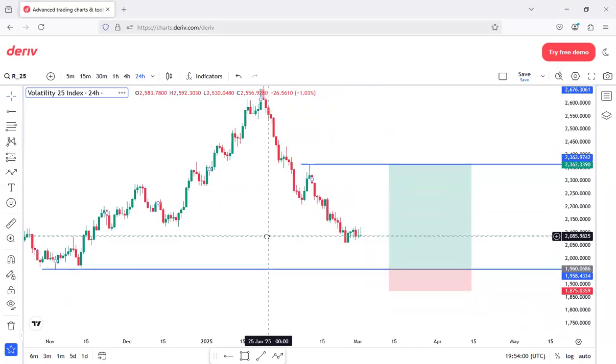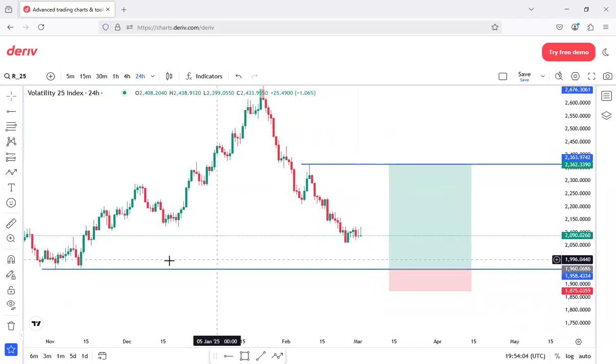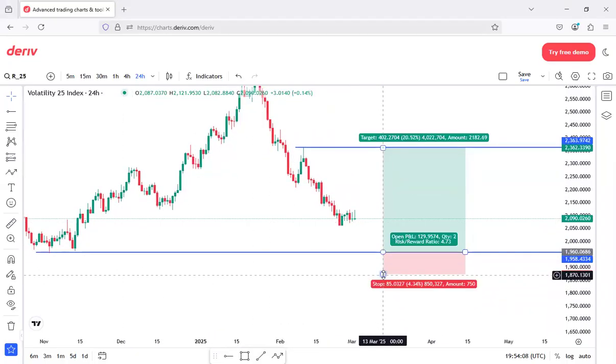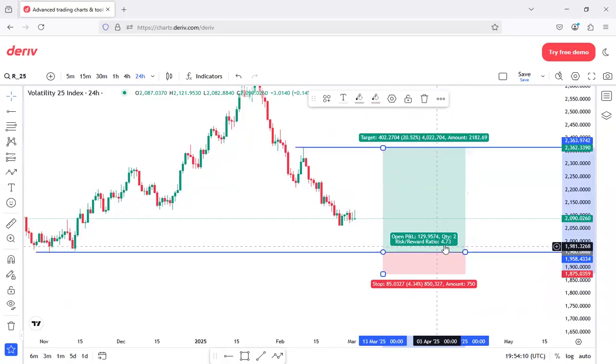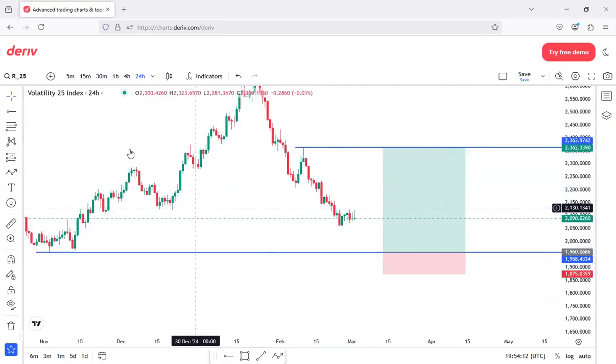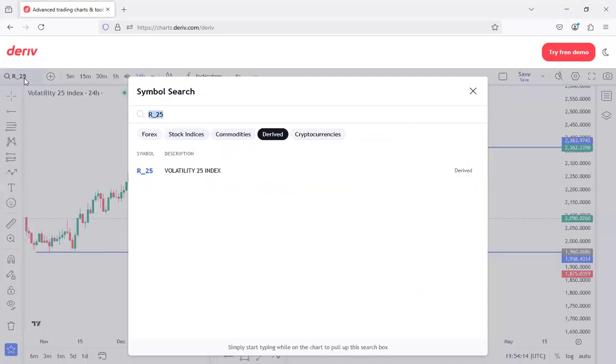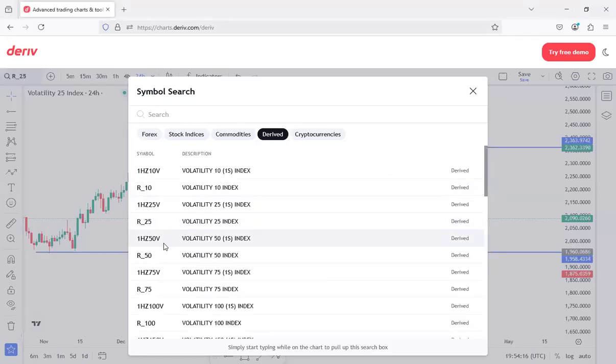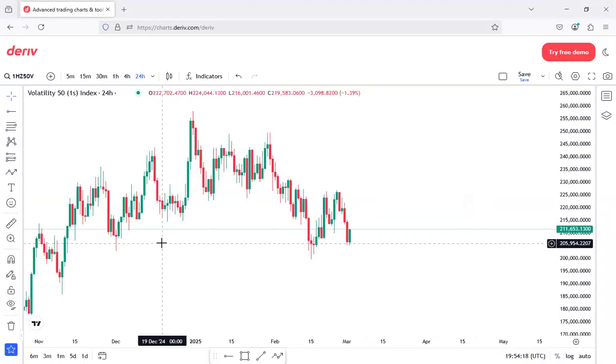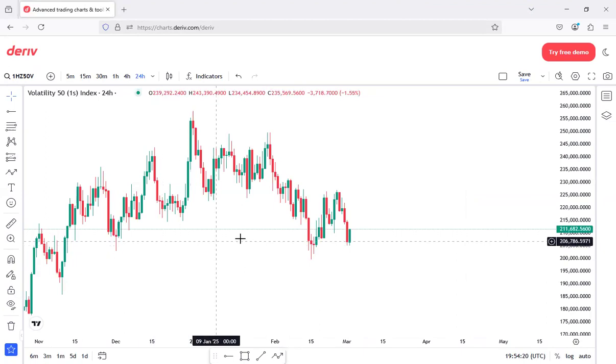So on the daily time frame, it's still coming back to this our support level, this low that price made here. This is a low that can signal a buy position. This is a 4 risk reward ratio. You see there's a massive buy there on the 25 index. And if we go down to the 25, there is a volatility 51S index.